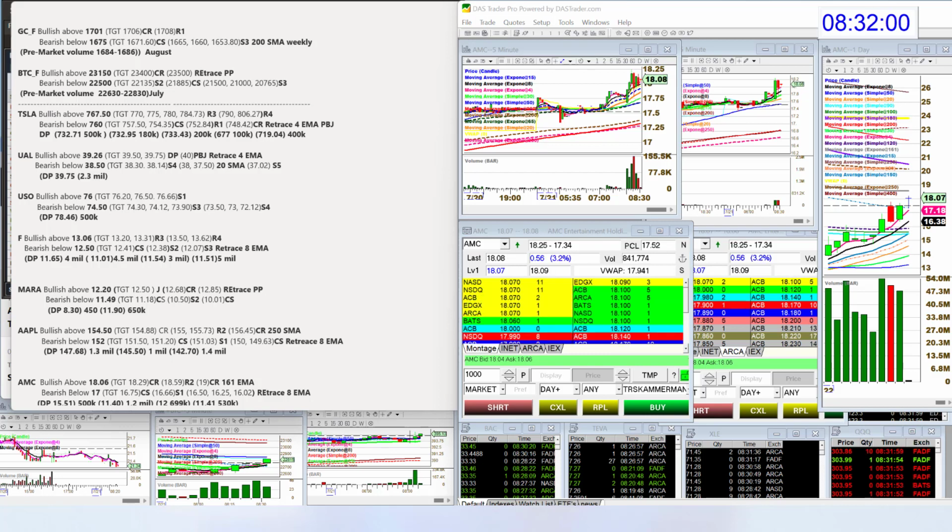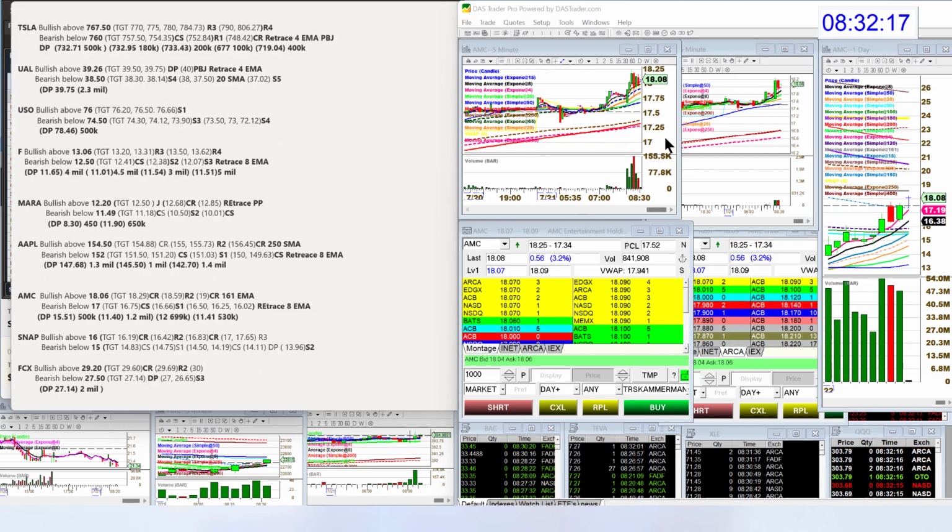18.06 is a key level, by the way. That's right where a pivot is located. R2 actually is right around there. So bullish above 18.06, we just pulled above it. And bear below 17. And if we go below this peanut butter and jelly on a 5-minute chart, look out below. But AMC has been amazing.